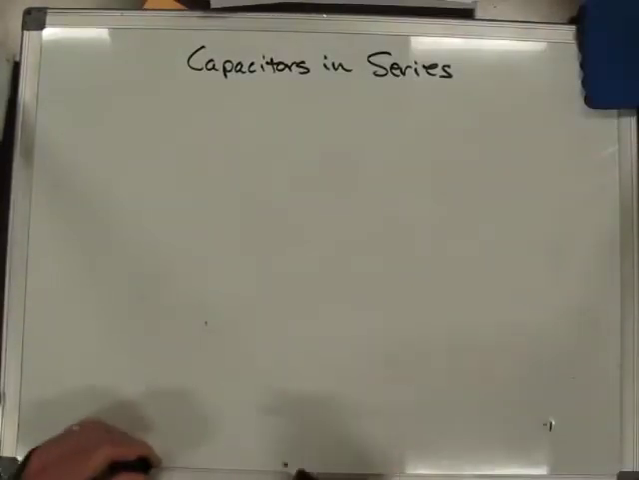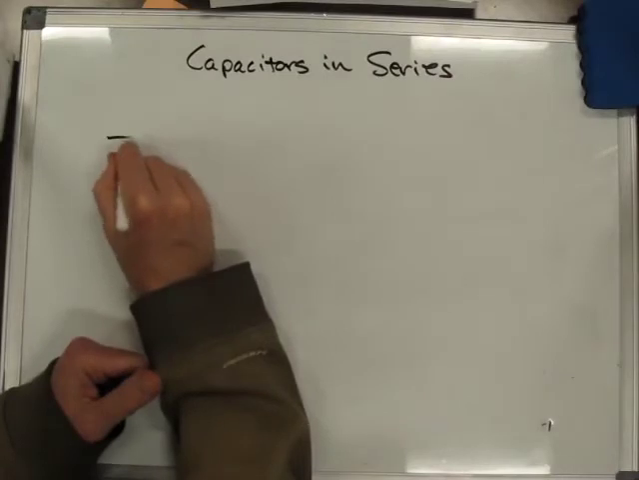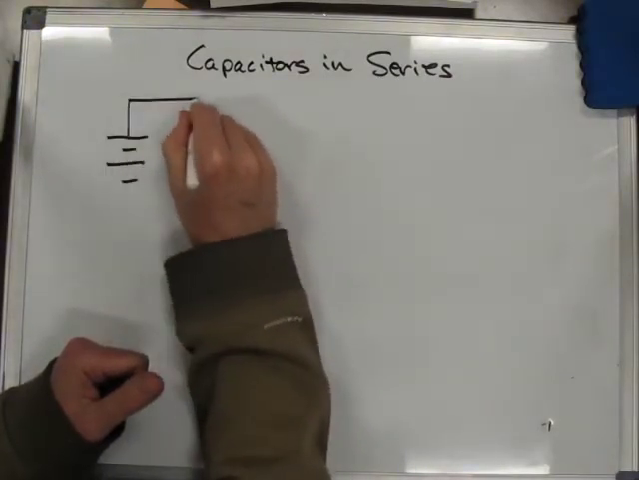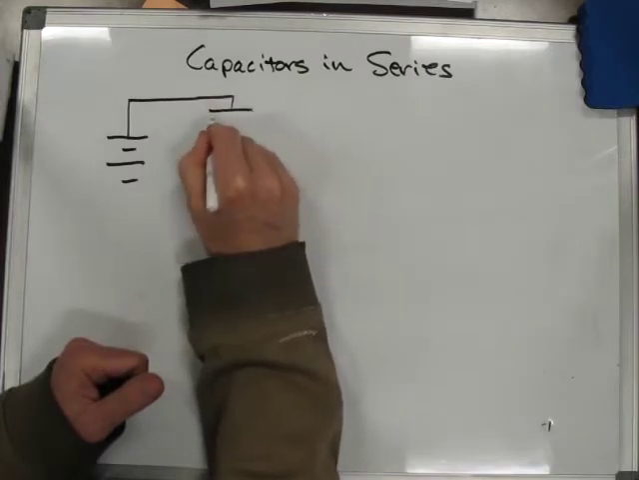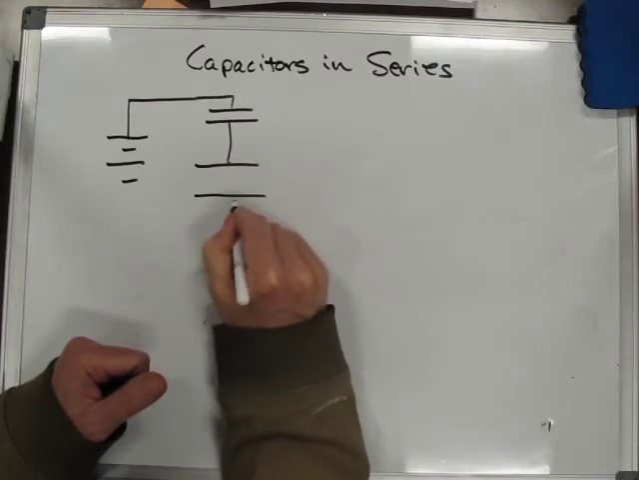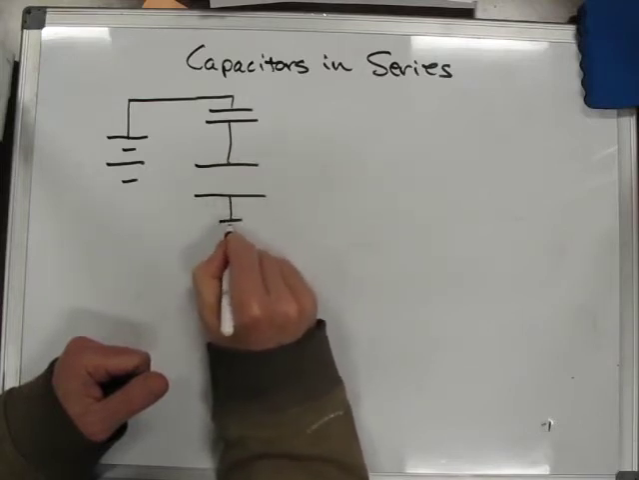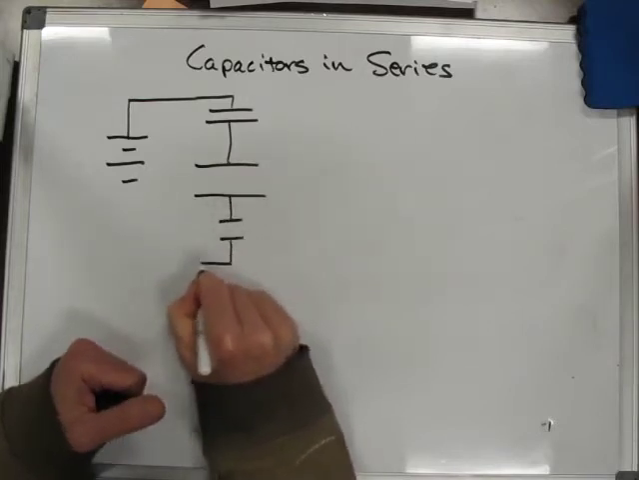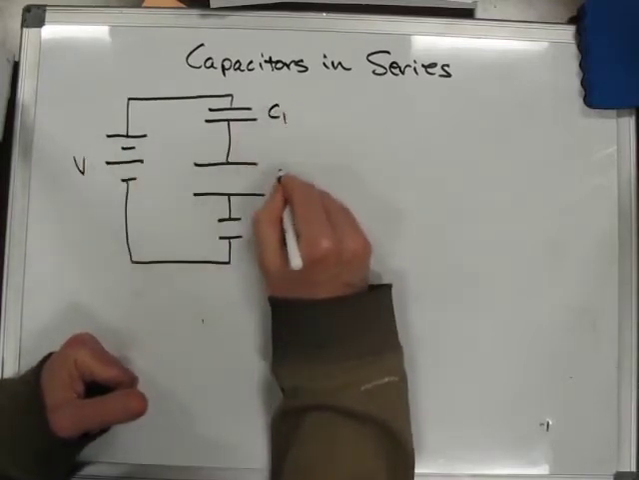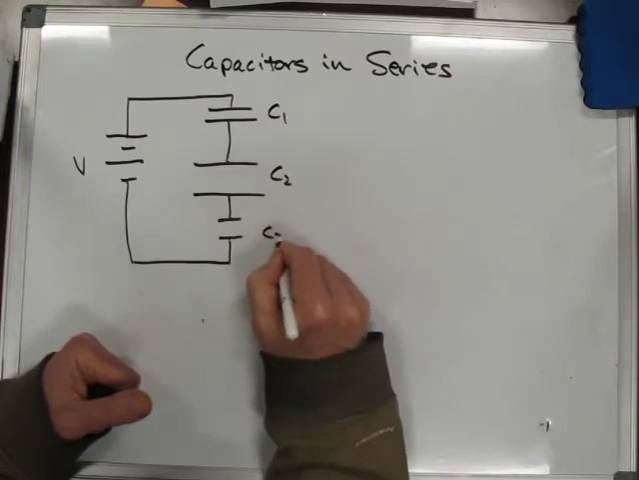So now we're talking about capacitors in series, and so I have to just mention briefly what a series circuit is. In a series circuit, there's only one way through the circuit. Right? So I have a battery. This is my C1, this is my C2, and this is my C3.